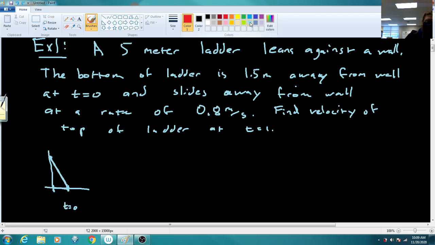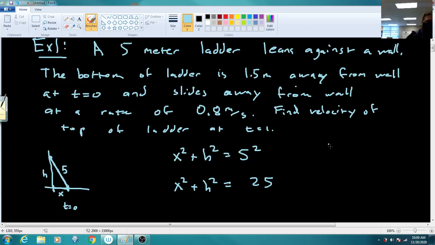So what we're going to do is come up with some variables. We know that this 5 here is always 5. We're going to call the bottom down here x. x changes with respect to time. We'll plug in for it in a little bit. And we're going to call this h for the height of the ladder. And then we can get the equation x squared plus h squared equals 5 squared, just the Pythagorean theorem for this triangle with the ladder. So we'll say that's x squared plus h squared equals 25.